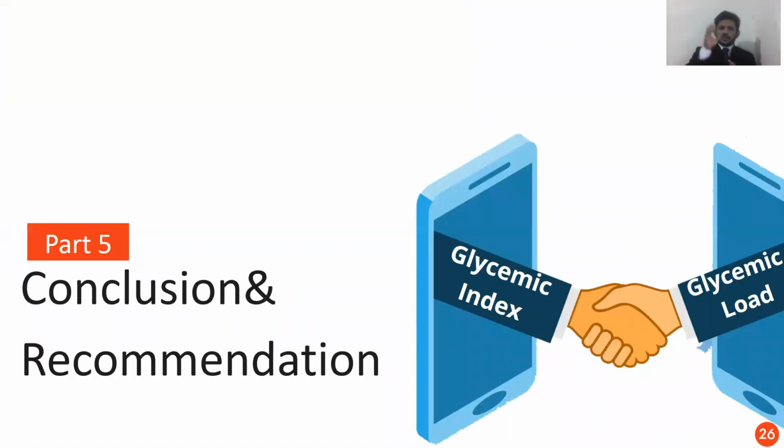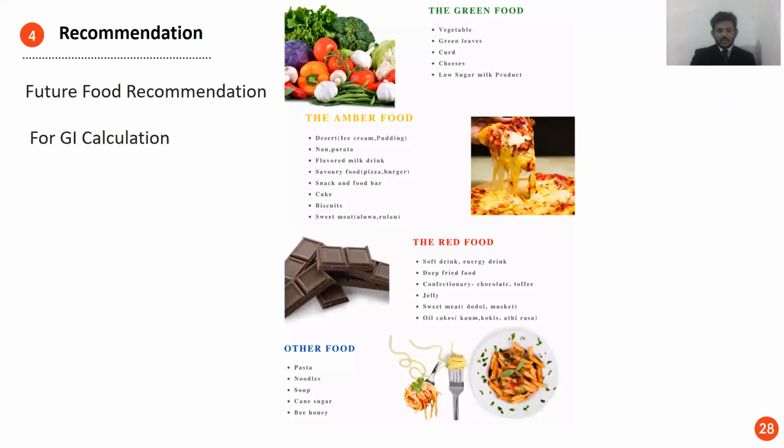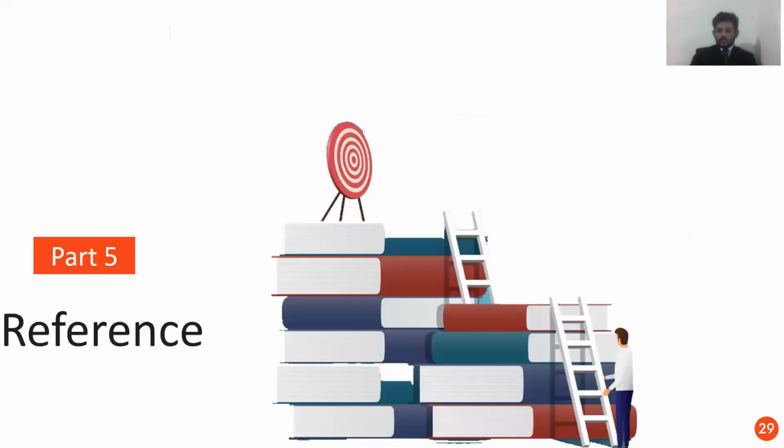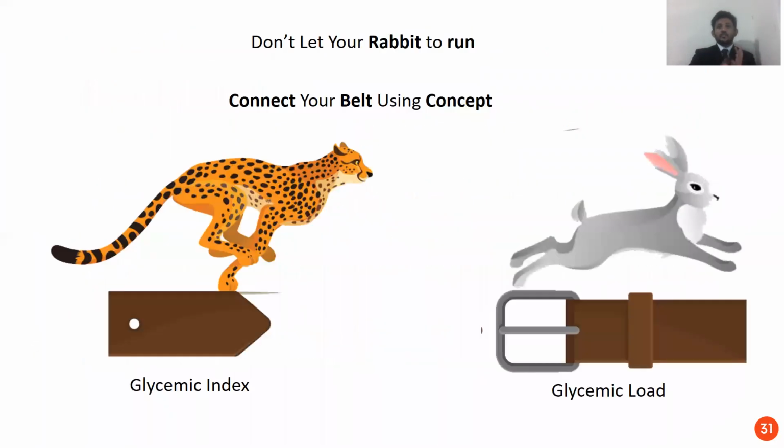In focusing on the conclusion and recommendations, these are the important recommendations I highlight in my presentation. Especially, it is important to focus on the below food types in future glycemic index calculations. So here is my reference, and don't let your rabbit run. Connect your belt using the concept of glycemic index and glycemic load. Thank you.